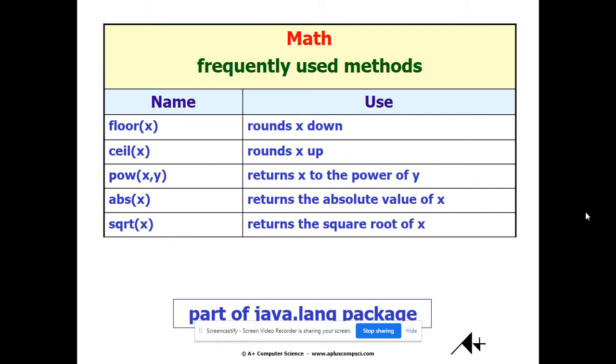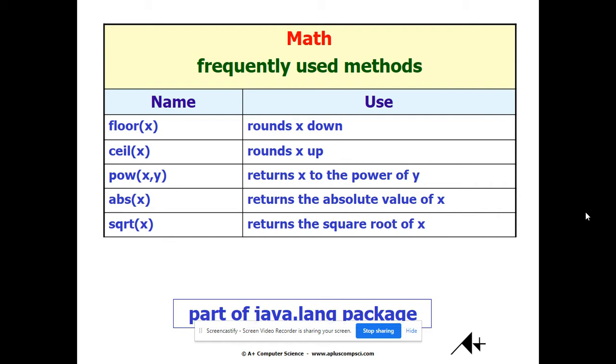10.999999999 still gets changed to 10. Ceiling does the exact opposite. It's just ceil, short for ceiling. It's going to round it up. So if you type in 9.6, it's going to change it to a 10. If you type 9.4, still going to change it to a 10.